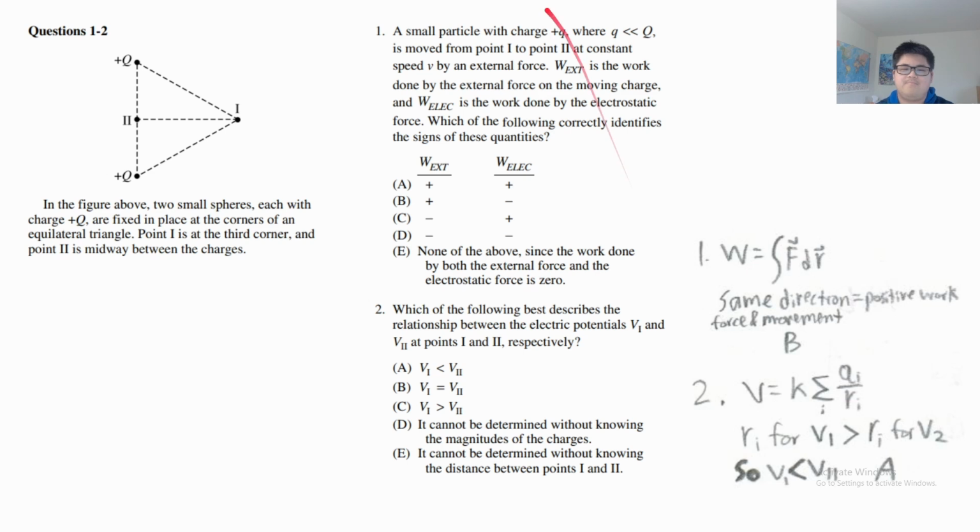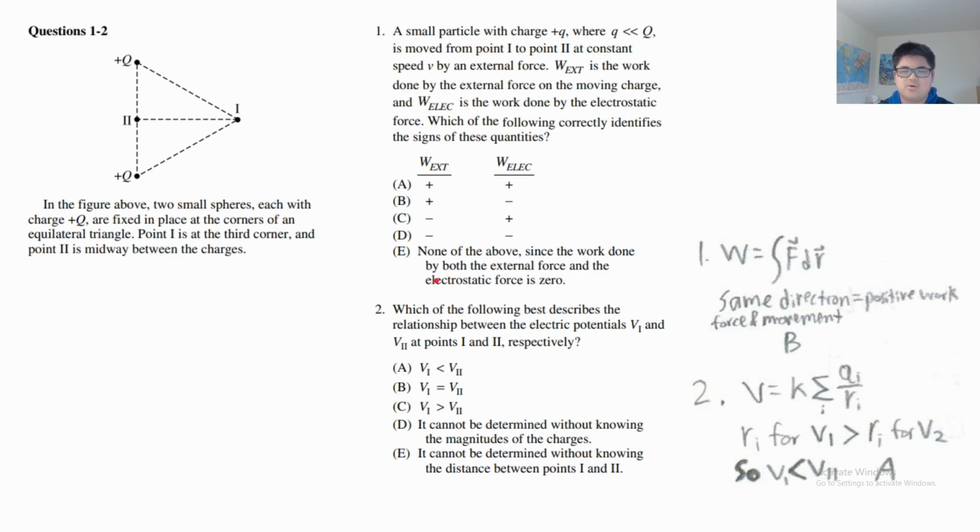So the answer to question 1 is B, because the direction of the external force is the same as the direction of the displacement of the object, and for the electric force it's the opposite. So that's why the answer to question 1 is B.